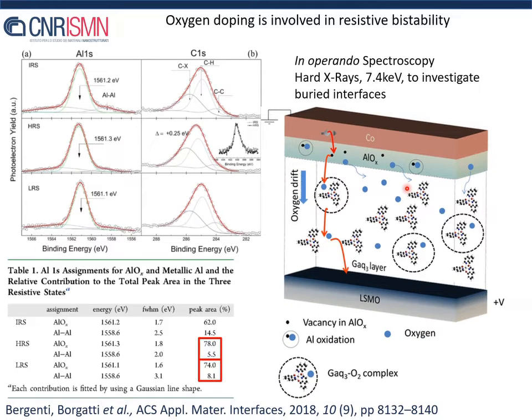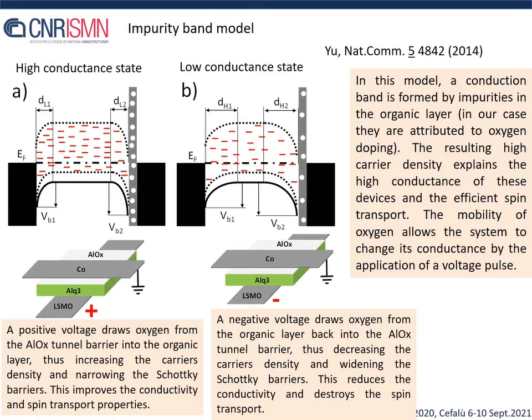Oxygen moves from the aluminum oxide into the molecular semiconductor and/or vice versa, depending on the sign of the applied voltage. To explain the evidence I described, we turned to an impurity band model introduced by Professor Jigang Yu. In this model, conduction happens through impurity energy levels in the gap of the molecular semiconductor, represented by red dashes. Based on the changing amount of oxygen inside the aluminum oxide tunnel barrier, we ascribe the impurity levels to oxygen, which is present as a mobile species both in the molecular semiconductor and in the aluminum oxide tunnel barrier.